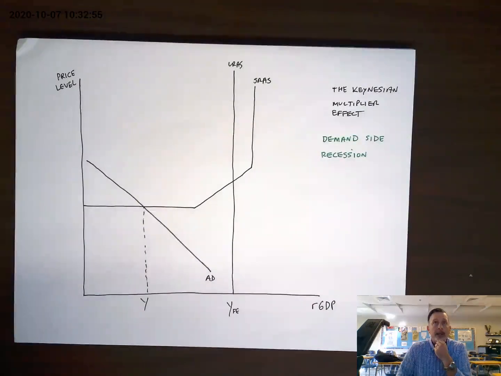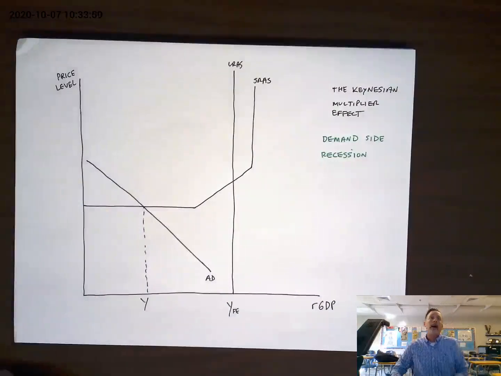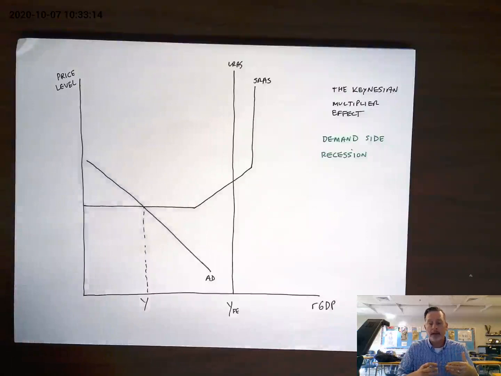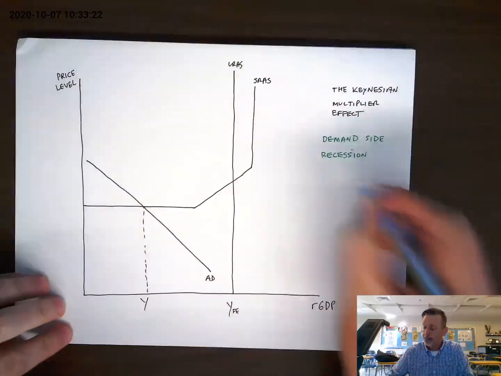Hey everybody, we're back again, and we're going to take a look at how to model and explain the Keynesian multiplier effect. This is one of those places where the shape of the short-run aggregate supply curve and the Keynesian model assumptions are really, really important.